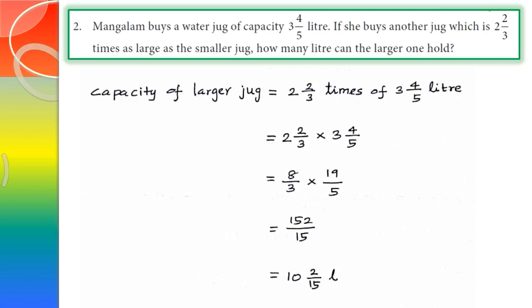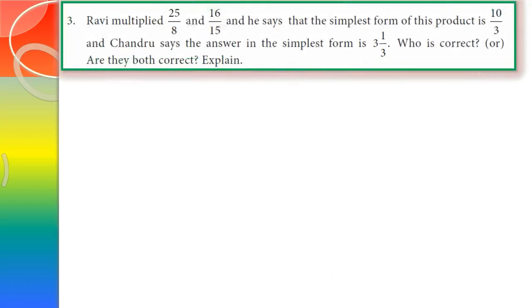Next we go to question number 3. Ravi multiplied 25 by 8 and 16 by 15, and he says the simplest form of his product is 10 by 3. And Chandru says the answer in the simplest form is 3 1 by 3. Who is correct?